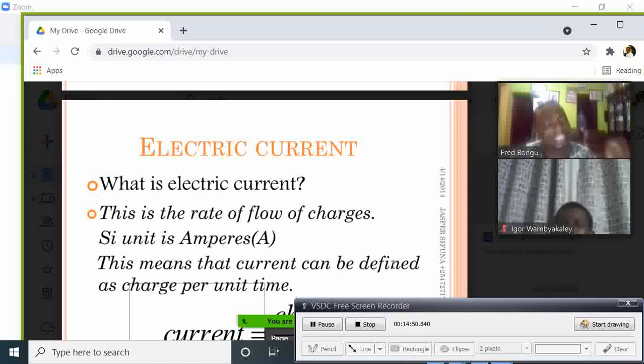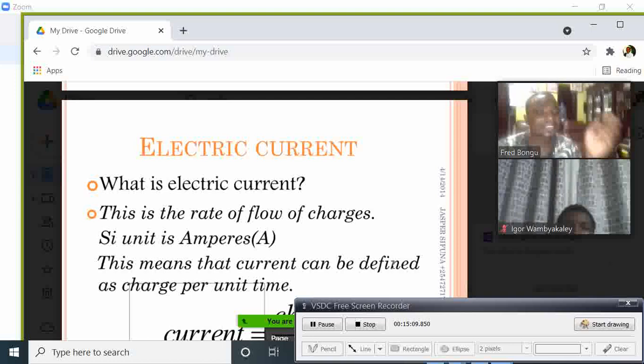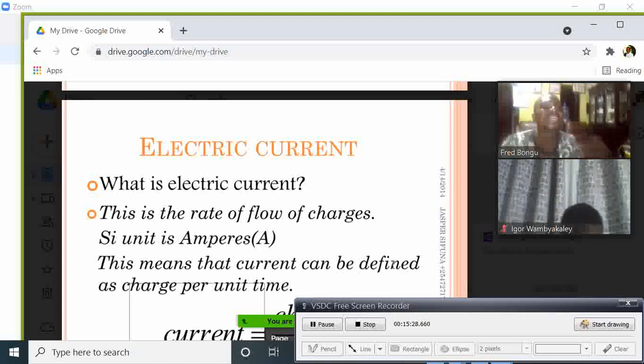So, meaning, the flow of electrons is the same as saying the flow of charges, because an electron is charged. Remember, we say that an atom is electrically neutral. Meaning that when we say it is electrically neutral, it has an equal number of electrons as protons. So when this atom is not stable, it has either gained or lost electrons. Once it has gained or lost, it attains stability, but now it is charged.